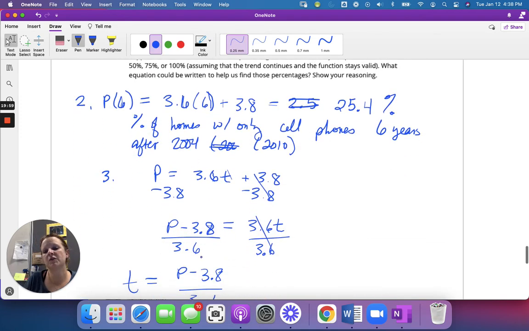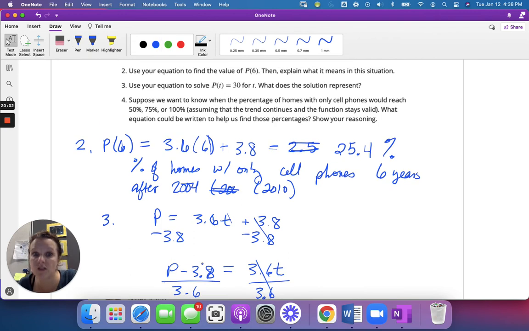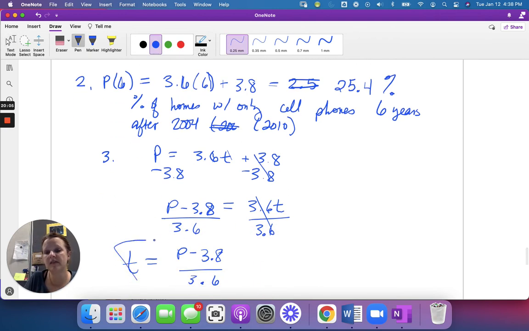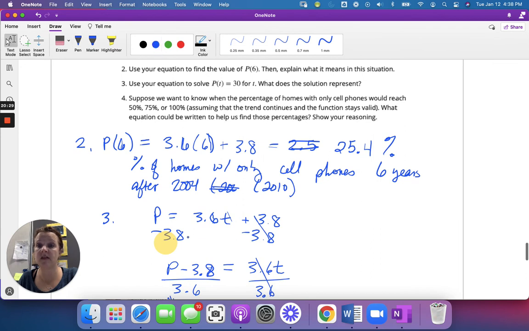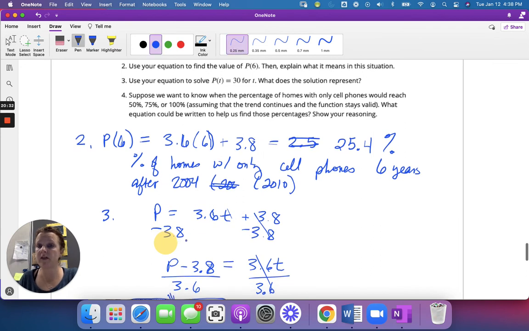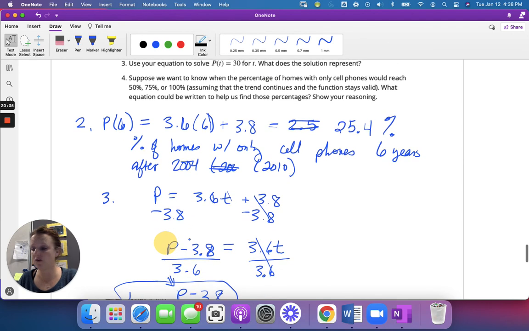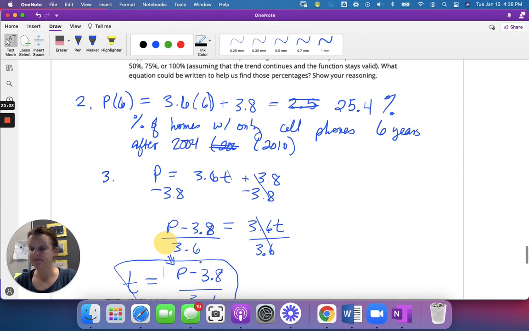What does this solution represent? So this equation represents the time given certain percentages. So if we know the percentage of houses that have cell phones, then we can figure out what year it is, okay? Suppose we want to know when the percentage of homes with only cell phones would reach 50%, 75%, or 100%. What equation could be written to help us find those percentages? Show your reasoning. So it would be that equation, okay?